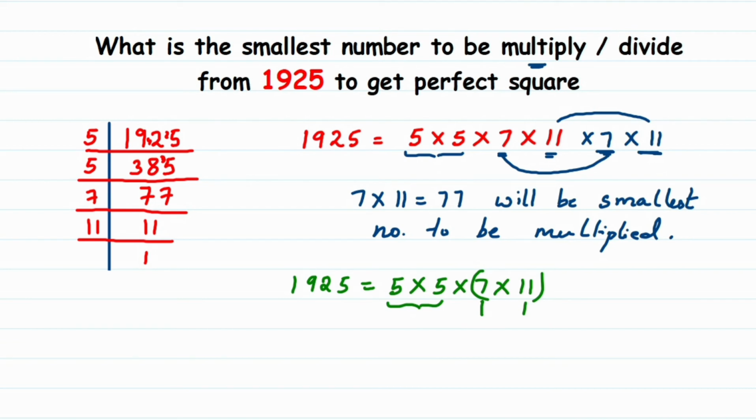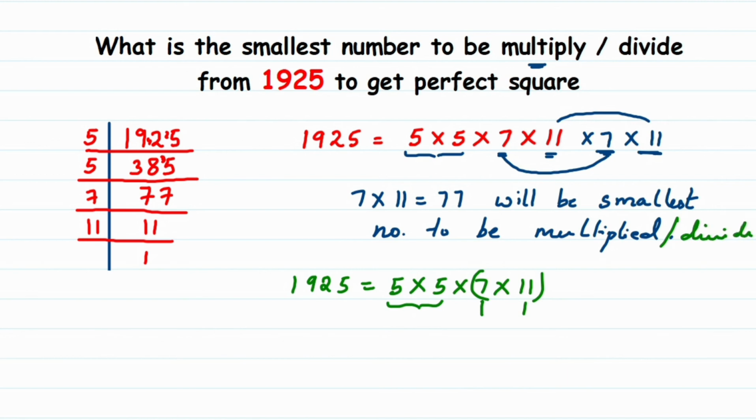So if they ask you what is the smallest number to be divided, we have to remove the numbers 7 and 11. So 7 into 11 is 77 again. So 77 will be the smallest number to be divided as well. It's very simple. For multiplication it's the same 77, for division it will also be the same 77. So the smallest number to be multiplied or divided will be 77 only.